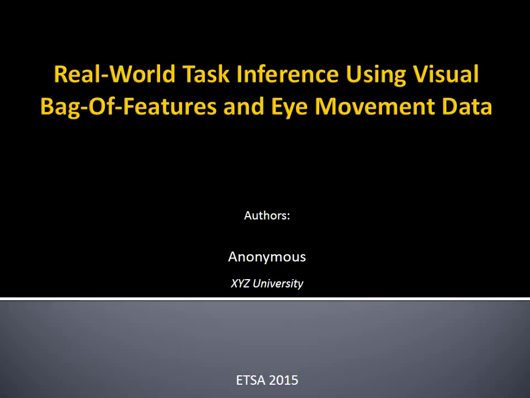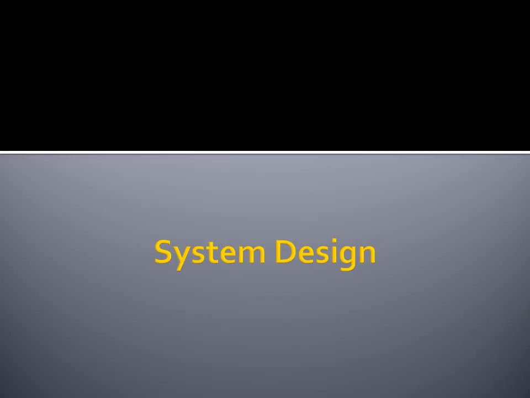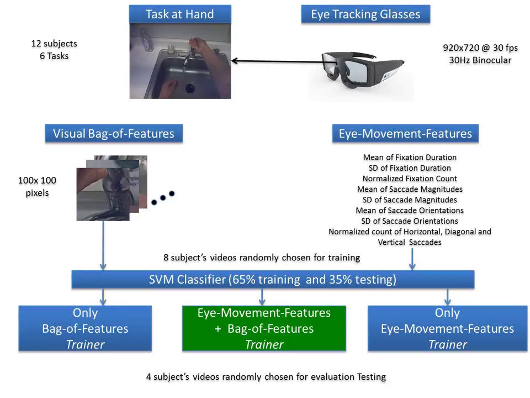Real-world task inference using visual bag of features and eye movement data. The system we developed is implemented as follows. A two-pass approach is used, combining both visual bag of features and eye movement features.